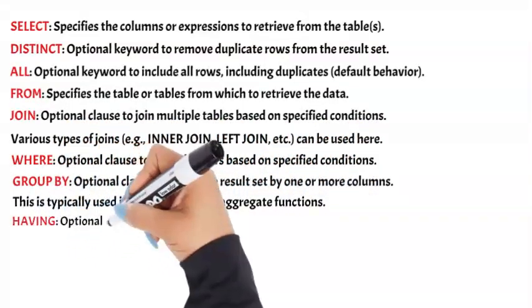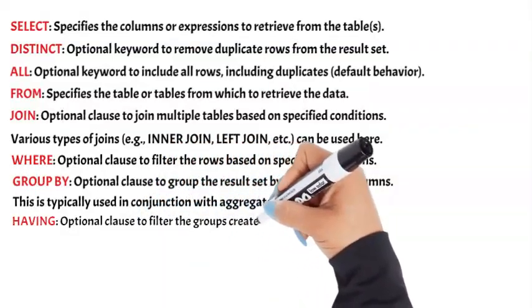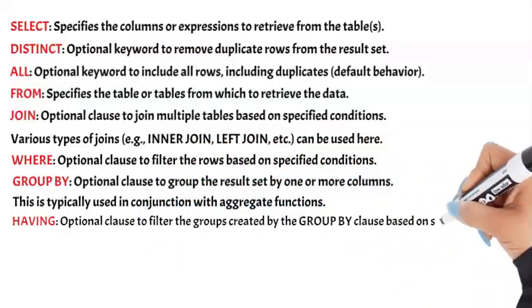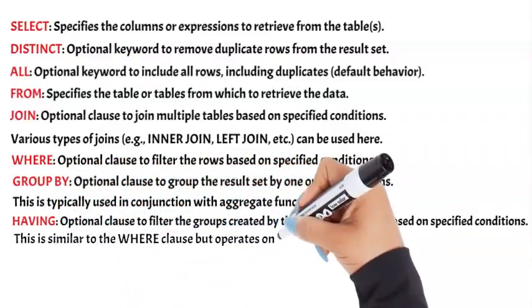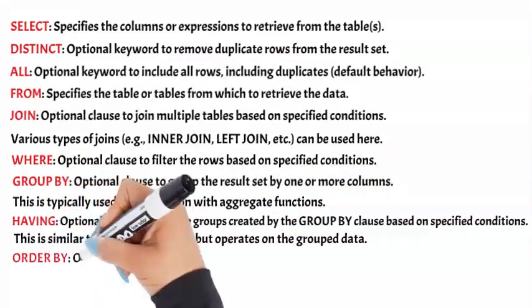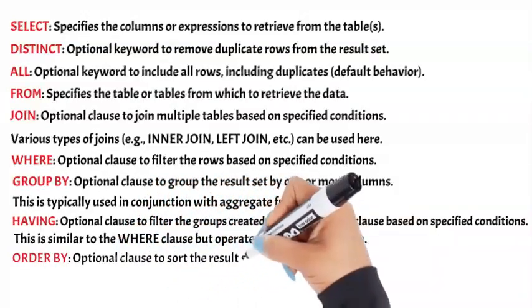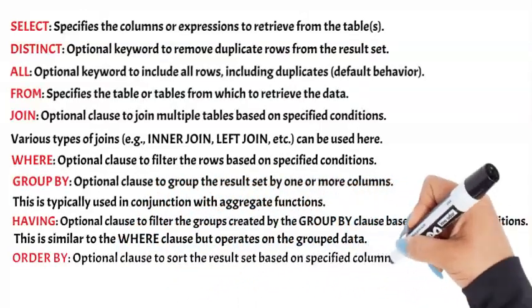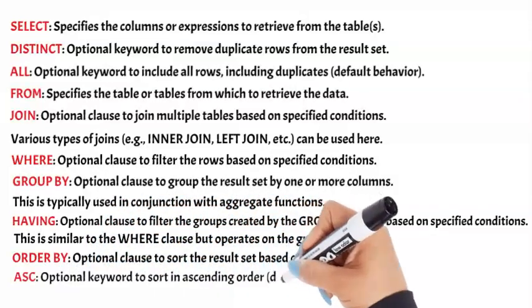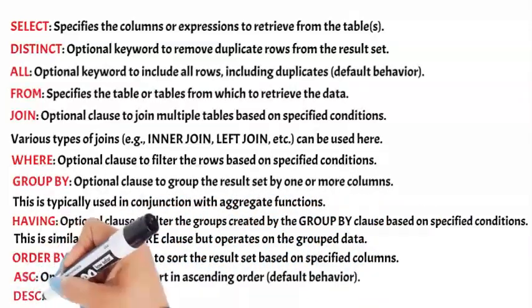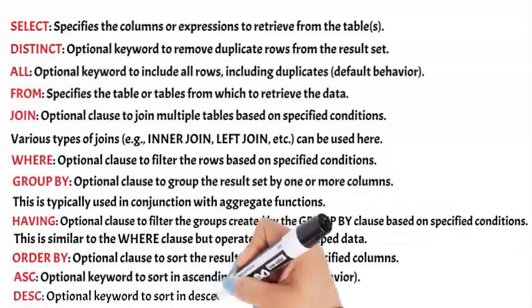HAVING. Optional clause to filter the groups created by the GROUP BY clause based on specified conditions. This is similar to the WHERE clause but operates on the grouped data. ORDER BY. Optional clause to sort the result set based on specified columns. ASC. Optional keyword to sort in ascending order, default behavior. DESC. Optional keyword to sort in descending order.